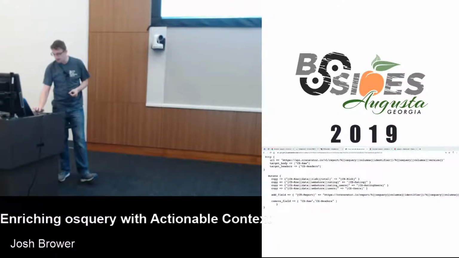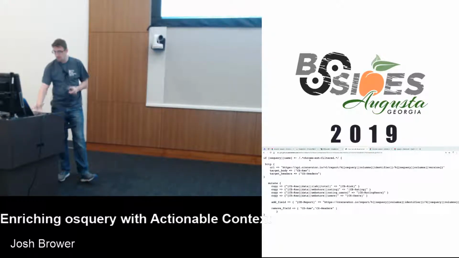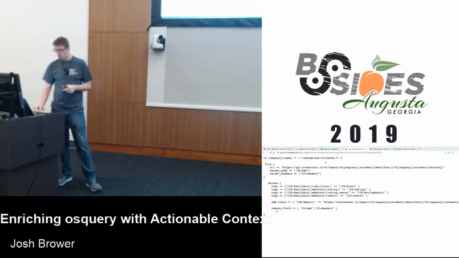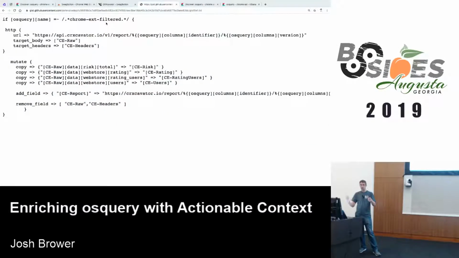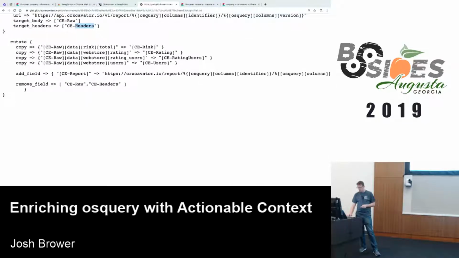So this is just a very simple filter clause. What we say is that if the name of the log is chrome-extension-filtered, so that we know we're only going to do this on Chrome extension logs, then run HTTP. This tells us that for this URL, go do a GET request on api.crxcavator.io for the specific extension, put the response data into a new field called CE, or chrome-extension-raw, and target headers, put into CE-headers.